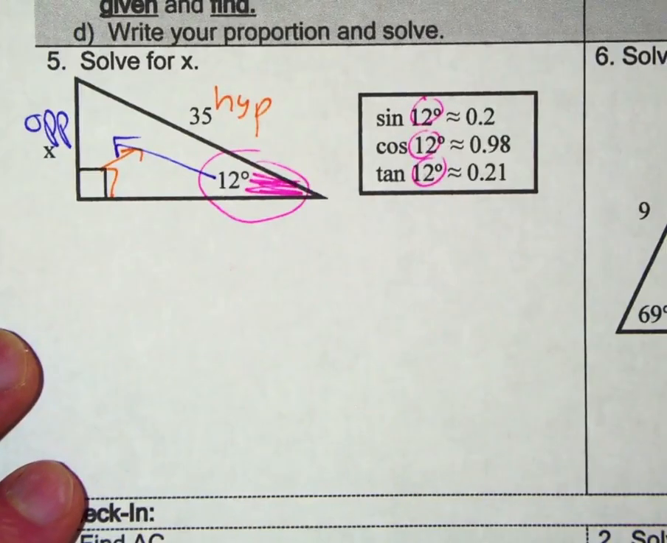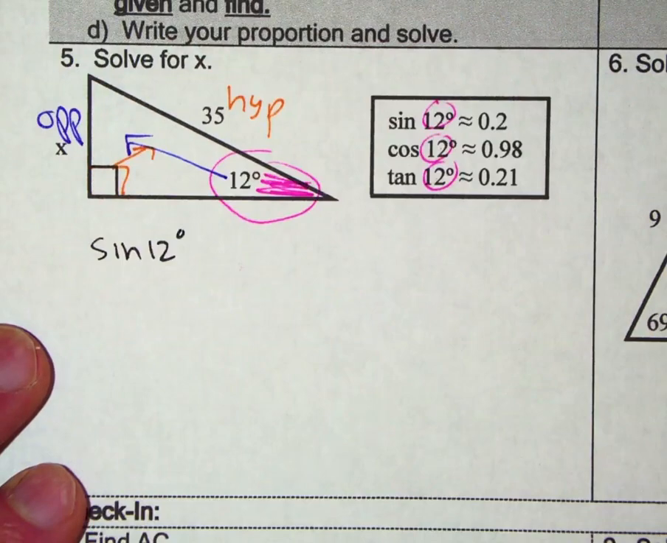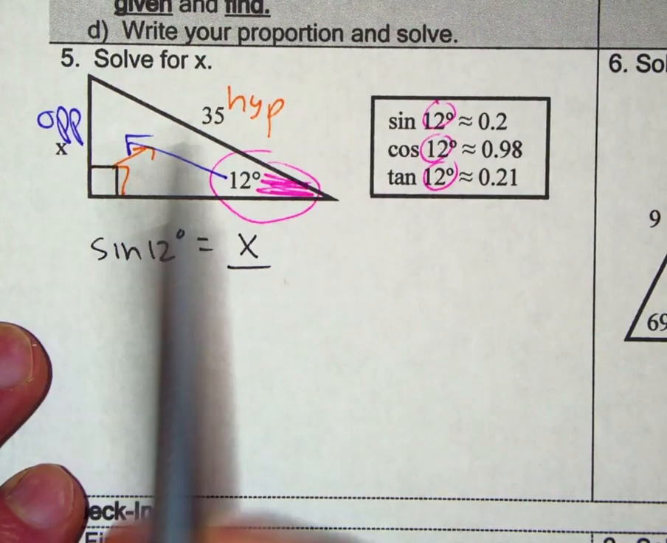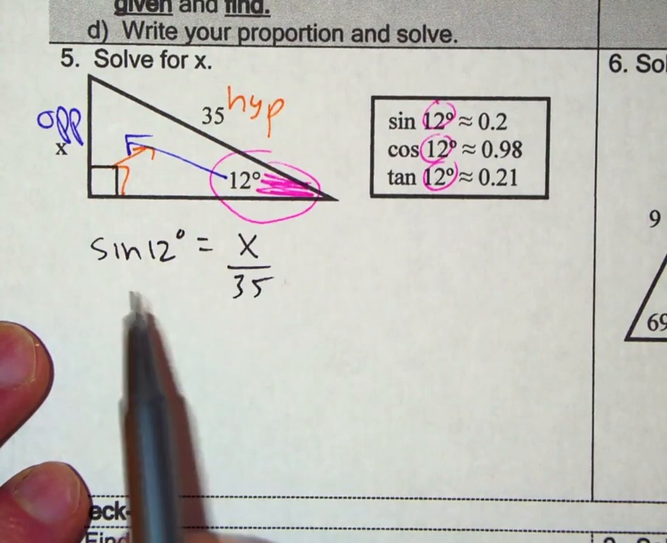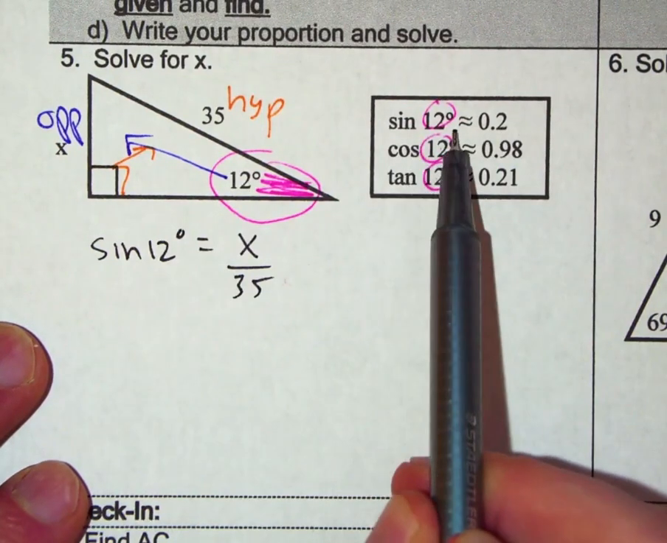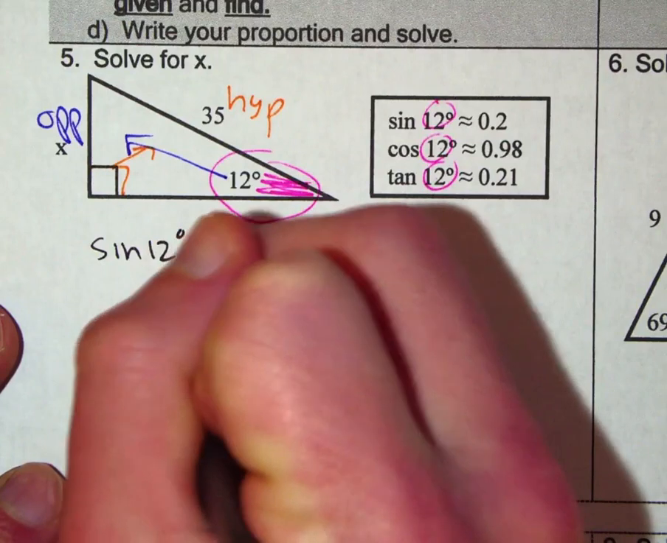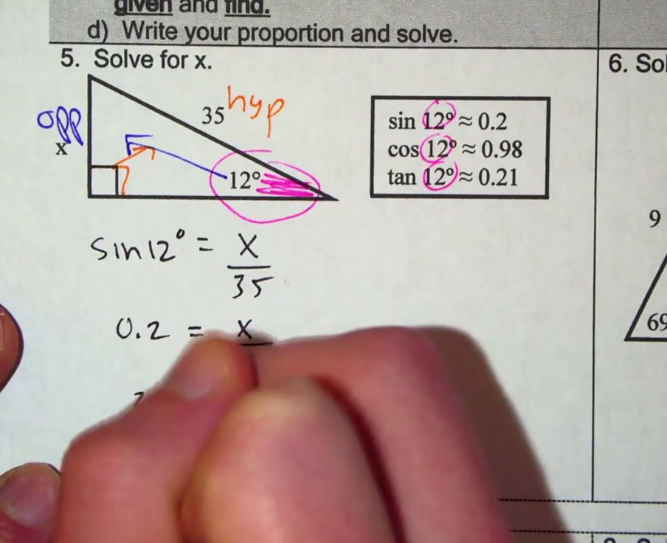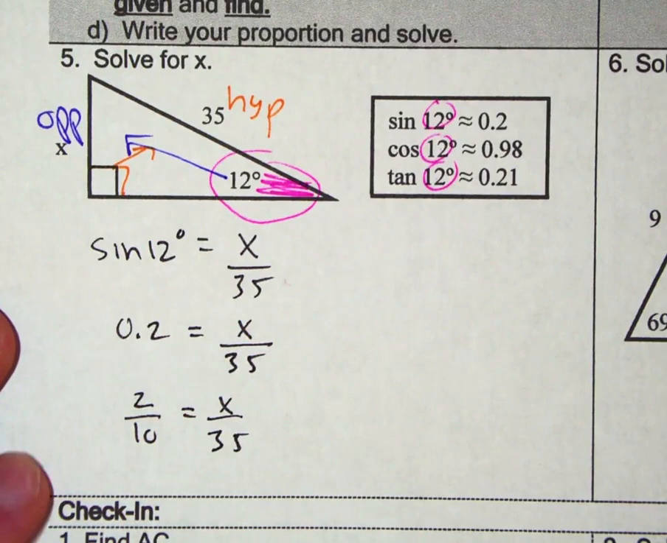So let's go ahead and write an equation. The equation would be the sine of 12 degrees is equal to the opposite x over the hypotenuse 35. Well, what is the sine of 12? Aha, there it is, 2/10. So I can go ahead and put this here, or if you prefer, you could have skipped right to this.